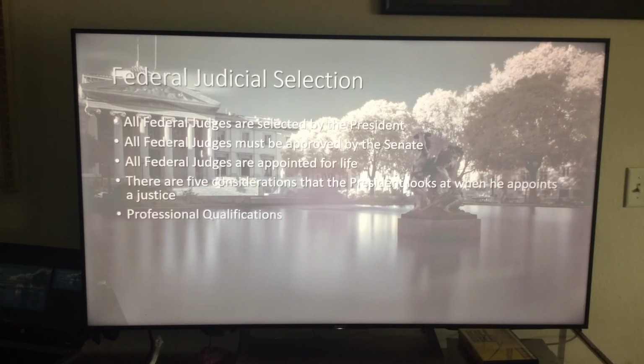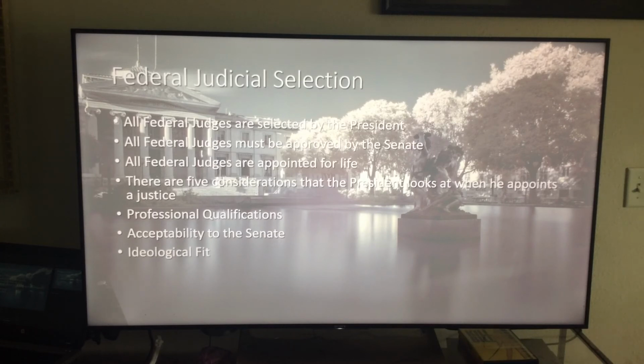Pretty simple. Professional qualifications: somebody goes to Harvard, did they go to Stanford? What law school did they go to? How long have they been a lawyer or a judge? Acceptability to the Senate. It is bad for a president if their pick does not make it through. It looks bad on the president. So they want to pick somebody that can get through the Senate easily.